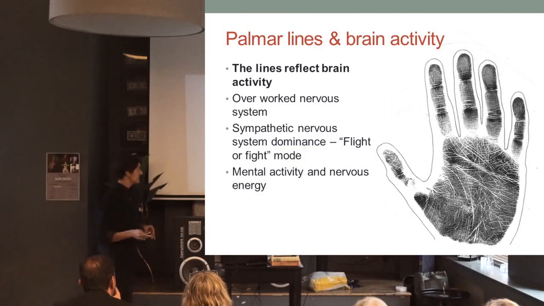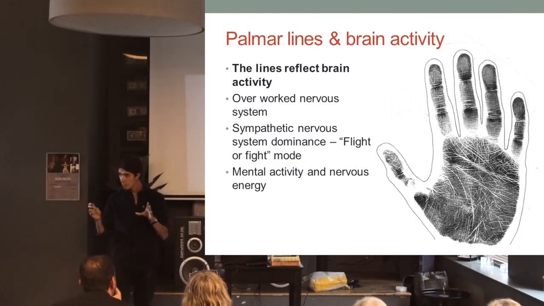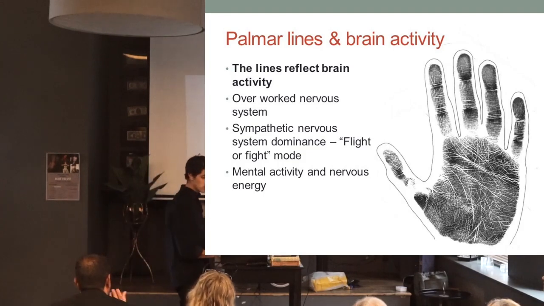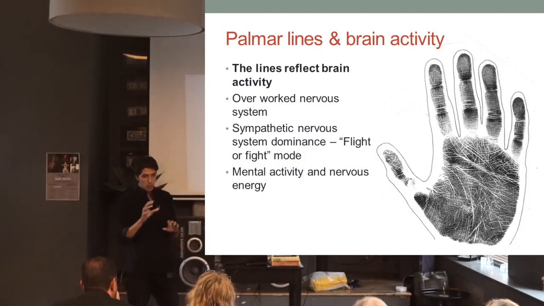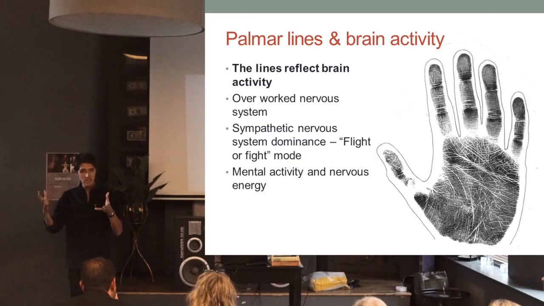Palmar lines and brain activity. So this is very interesting. The lines on the hand are a reflection of mental activity, not physical activity. So that's a really, really key thing. It's a very common misconception. People with the most lines on the hands have got the most active minds.